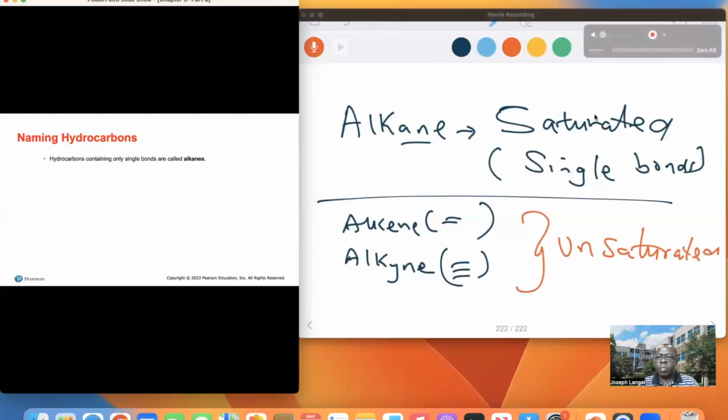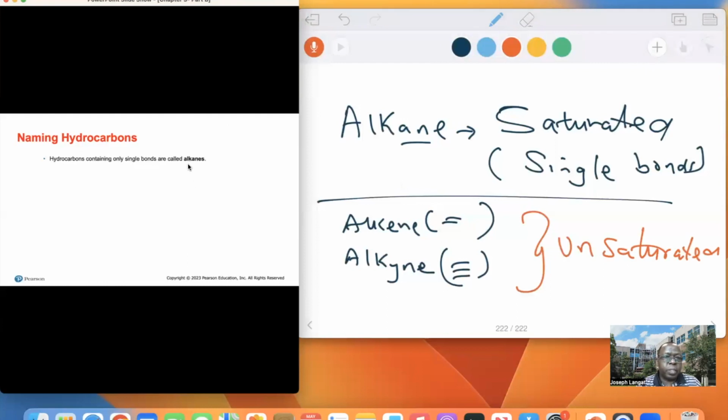So here, single bonds are alkanes, the suffix -ane. Those containing a double bond or triple bond, that means alkenes and alkynes respectively, are unsaturated. You need to pay attention to how we use the suffixes -ane, -ene, and -yne. Saturated means they will have single bonds. For unsaturated, there must be at least a double bond or a triple bond.